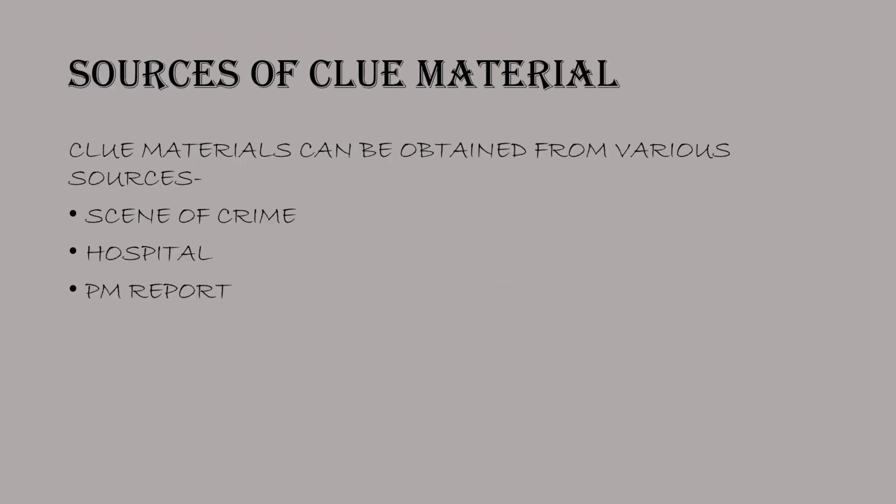Sources of clue materials. Clue materials are an important source in any crime scene. To obtain the clue materials, the first is to visit the scene of crime, from where the basic clue materials are obtained, which includes the first one, that is the dead body, and other physical evidences, and also fingerprints, footprints, and all these are available only at the scene of crime.